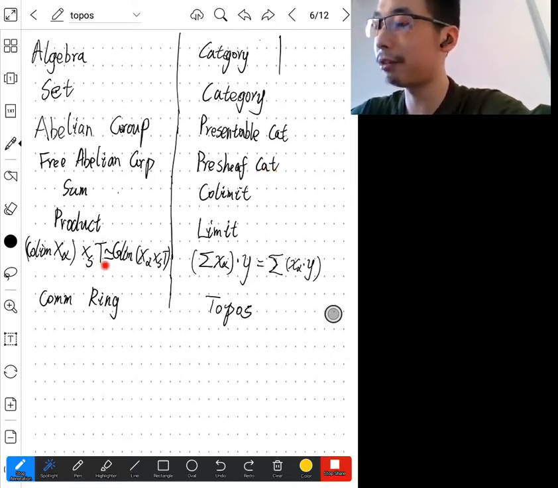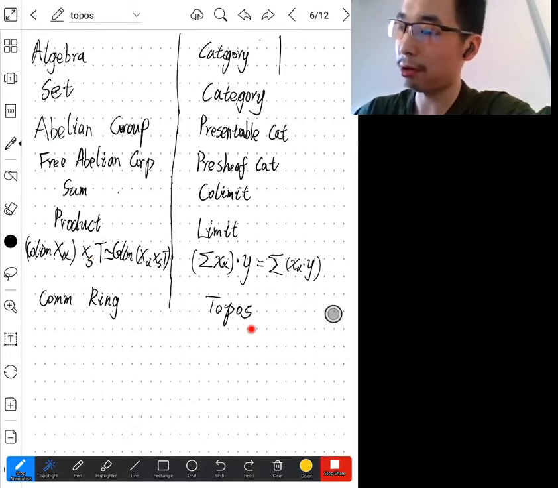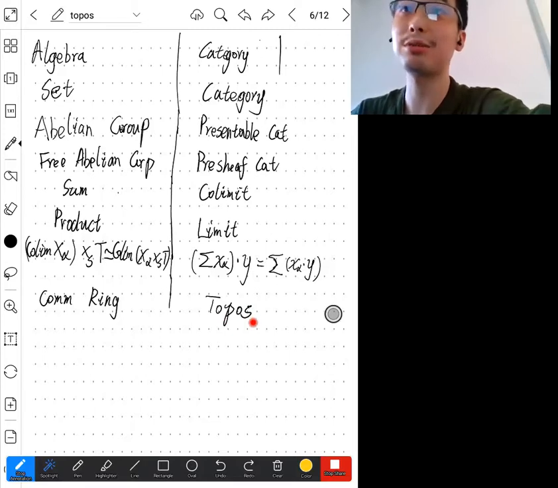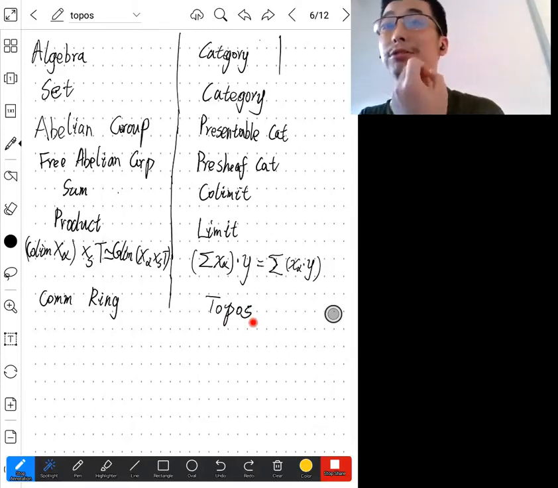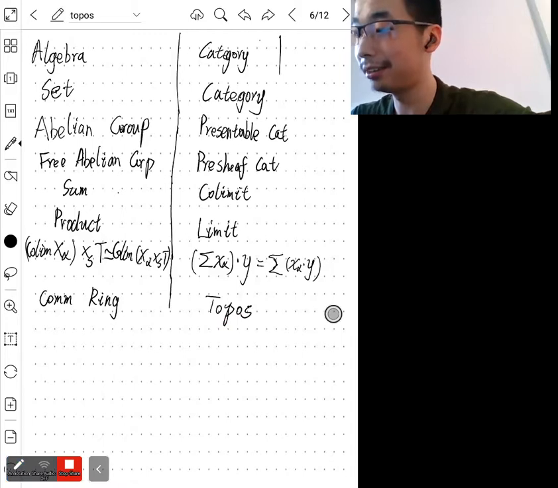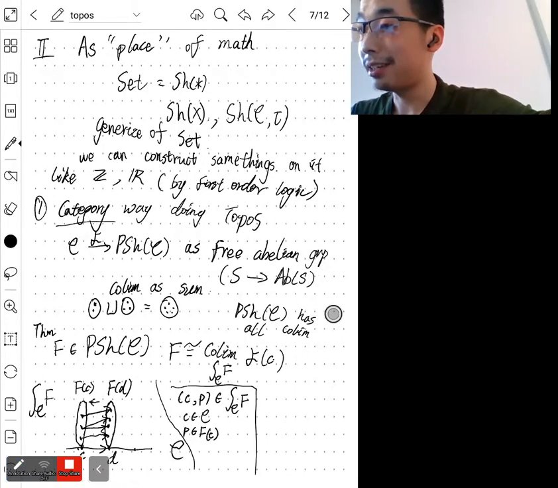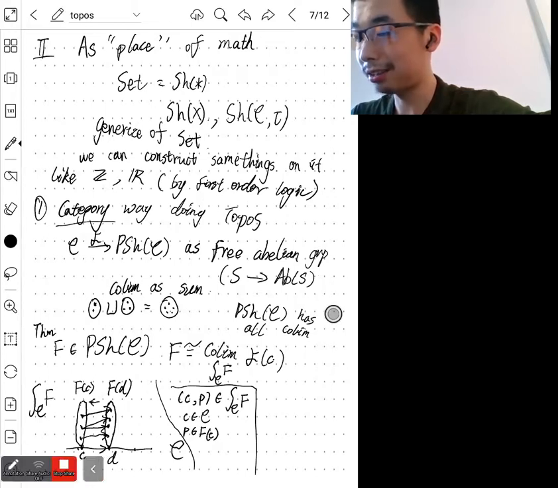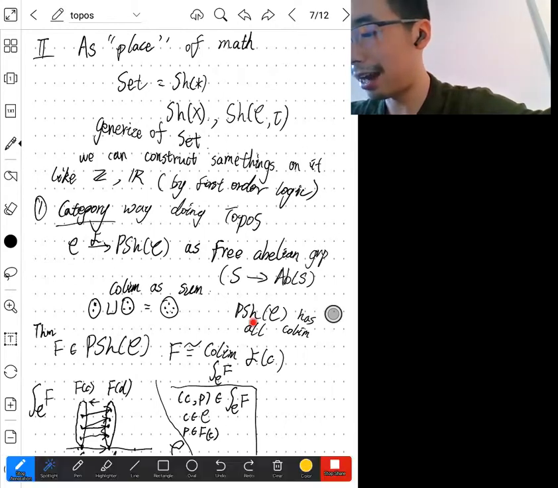And moreover, if we already have presentable categories, and if our product has this kind of distribution rule, and maybe more conditions, we get something we call a topos. So the topos is a kind of good category, just like a commutative ring. This is the second part of the talk: the topos is just like a place.